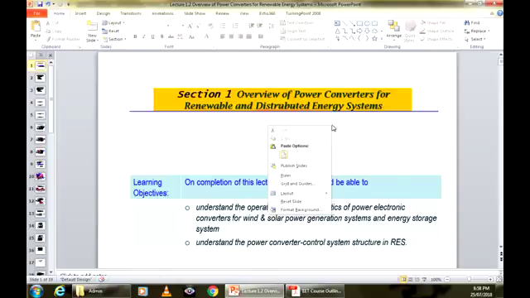Okay. Now, what I'm going to give you in a few short slides is the overview of power converters used in renewable energy systems.